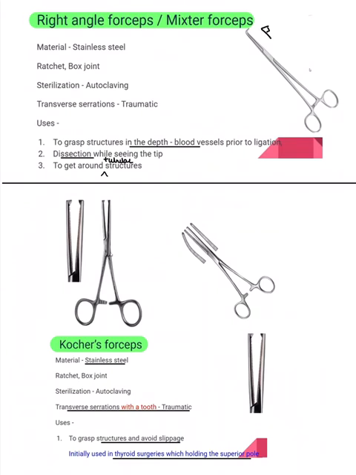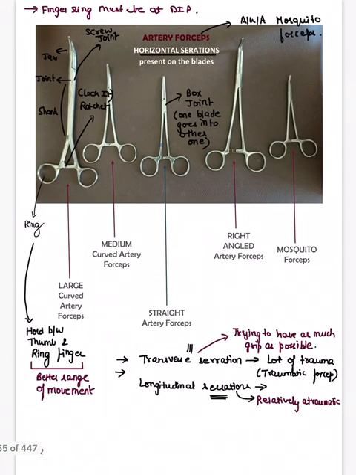Then you have a right angle forceps. Do you see the right angle here, guys? This is the Kocher's forceps. This was initially used in thyroid surgery while holding the superior pole. Many things are related to the term Kocher's, guys, okay. That also you need to revise.